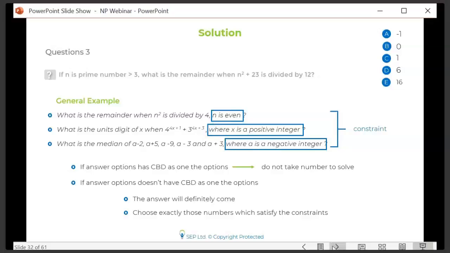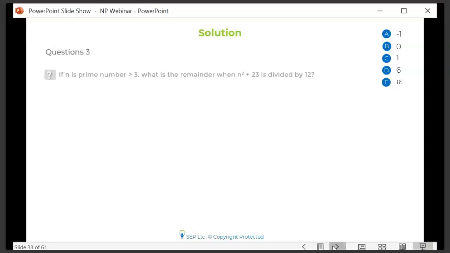Like for example, in this question, you can notice CBD is not there. The question is asking you what is the remainder. Now see how quickly you can solve the question. I started solving the question. I looked at the answer options. I saw that the remainder is asked. I looked at the constraint. The constraint is it should be a prime number greater than 3, right? So my job is to take a number that is prime and greater than 3.